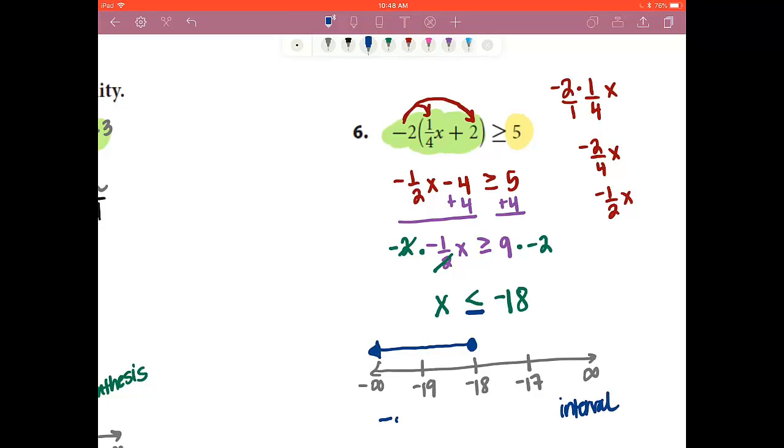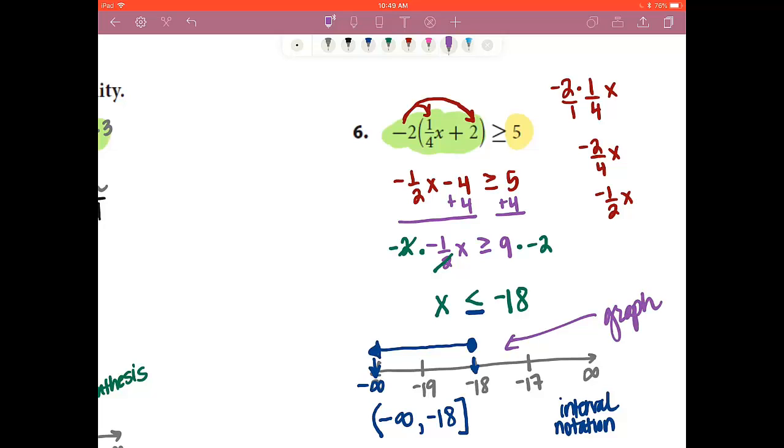And our interval notation starts at negative infinity, as that's what the arrow symbolizes. And then our dot is at negative 18. So the left end goes to negative infinity with a parenthesis, because negative infinity always has a parenthesis, never a bracket. And negative 18, because of the closed circle, is a bracket. So there's our interval notation.